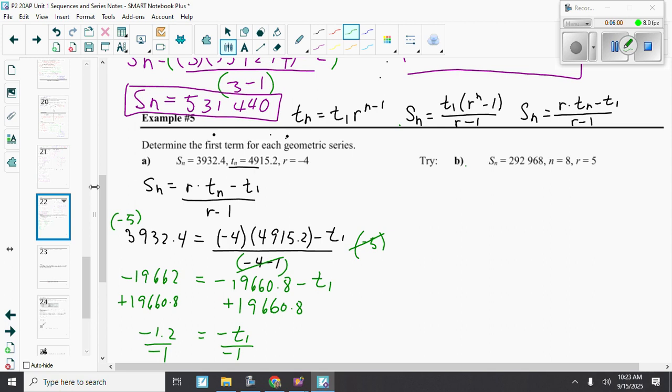So write that one down, substitute your numbers in, make sure that you can isolate for T1, with this arrangement of terms. So we're looking at using this one.